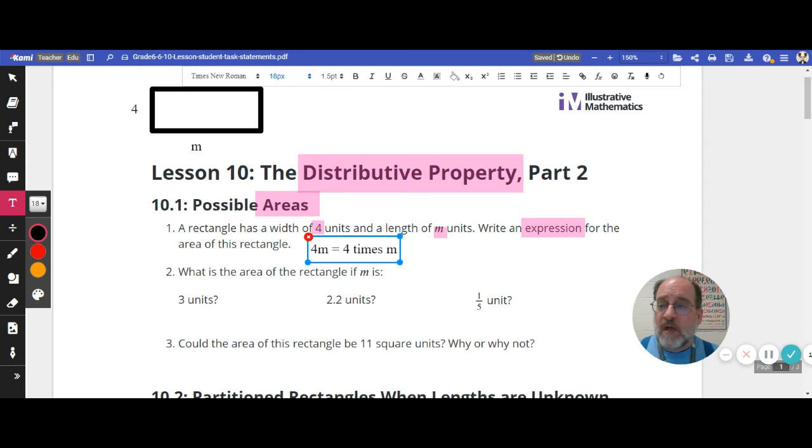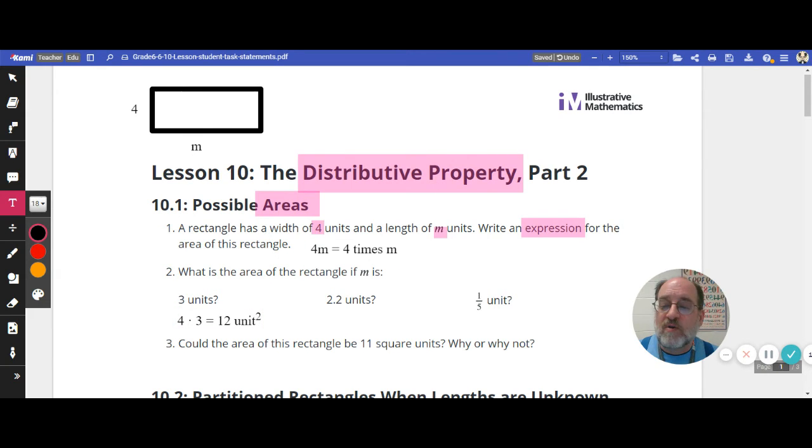All right, so I don't know what m is. It's a variable. What is the area of the rectangle if m is equal to, well, what about all these things? Okay, well, 4 units. So that means m would be 3 units. M would be 3. So I would have 4 times 3. That would be 12 square units. You know what? Let's do that, and let's put a little 2 on there to remind you that we're talking about square units.